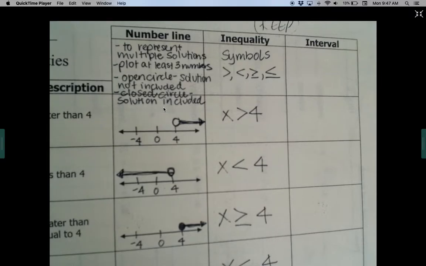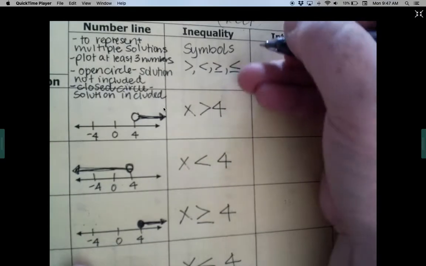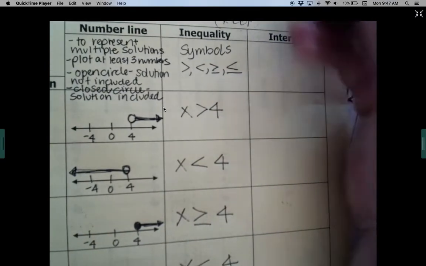All right, and last is interval notation. We are going to introduce interval notation, and you're going to use it a little bit, but you're going to learn more about it later in high school.